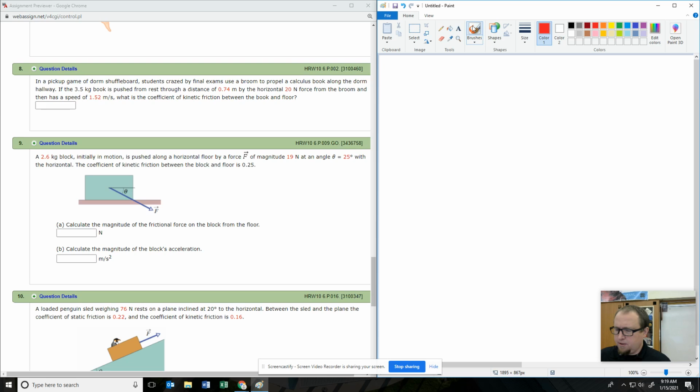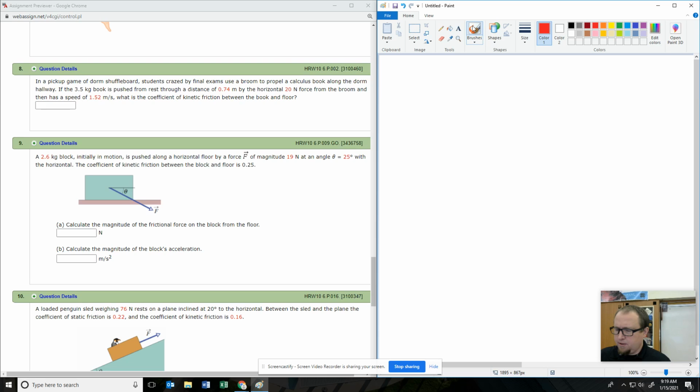So I'm going to go into my picture. I'm going to draw that. Force of friction is 8.37. The last question is, what's the acceleration? Okay, so acceleration, F net equals ma, right? I know what my mass is. Do I? 2.6. Okay. I don't know what my acceleration is, but F net.